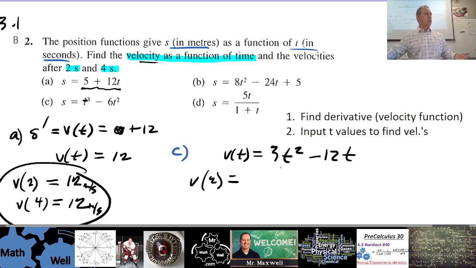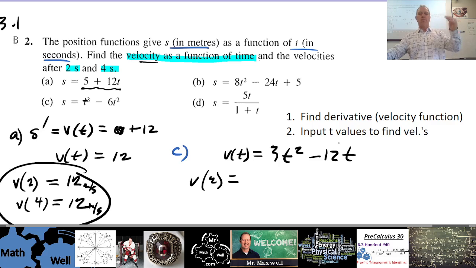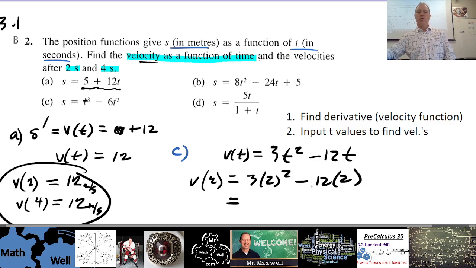So when you're finding actual values for velocities, acceleration, things like that, you do not have to simplify. You just take the derivative or take the second derivative. Do not simplify, just plug the values in. If you want to simplify because you don't want to do so many calculations, then fine. But you do not have to simplify or factor here because we're not eliminating any factors. It's really not helping us, it's just an extra step. So you would just put 2 in here and it looks like this. That's going to be 3 times 4 is 12 minus 24 is negative 12.